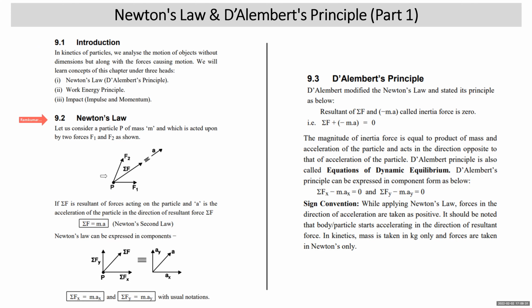Let's consider a particle of mass m, which is acted upon by 2 forces F1 and F2. The resultant of these 2 forces is sigma F, and as the particle is of mass m, the resultant force acting on the particle is sigma F. The particle will start accelerating in the direction of the resultant force, and let a be the acceleration of the particle. We apply Newton's law, sigma F is equal to ma. This gives you the acceleration of the particle or the body.